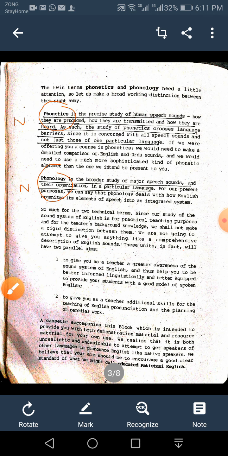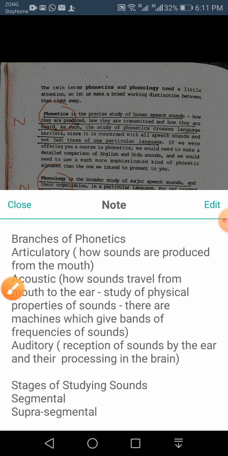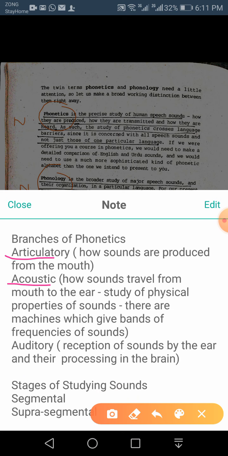Okay, now what are the branches of phonetics? Let me show you the notes which I have just prepared. As you can see here, there are three branches of phonetics. One is articulatory phonetics, another one is acoustic phonetics, and the third one is auditory phonetics. So what happens in articulatory phonetics? We study how sounds are produced from the mouth.